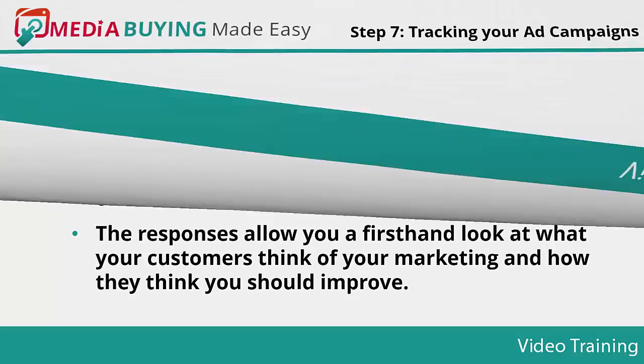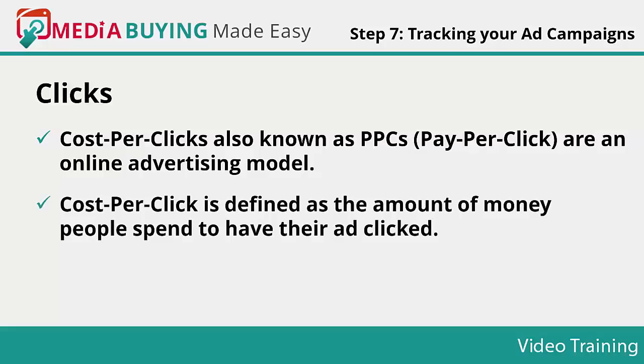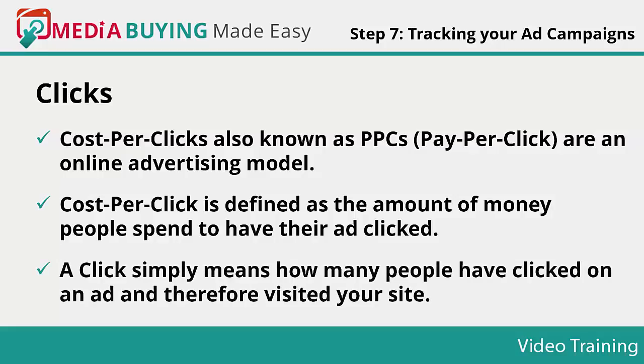Clicks. Cost per click, also known as PPC, pay-per-click, is an online advertising model that people use to direct traffic to their websites. The advertiser needs to make payments of a certain amount to the website owner where their ad is displayed, every time the ad is clicked. Cost per click is defined as the amount of money people spend to have their ad clicked. A click simply means how many people have clicked on an ad and therefore visited your site.